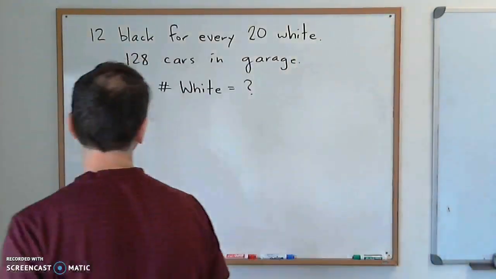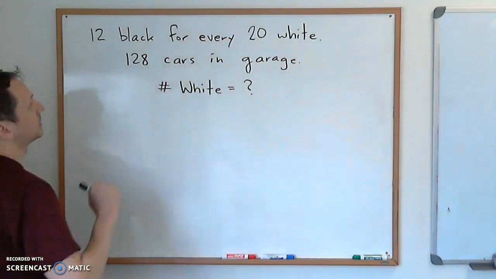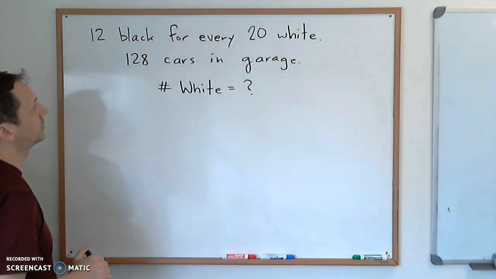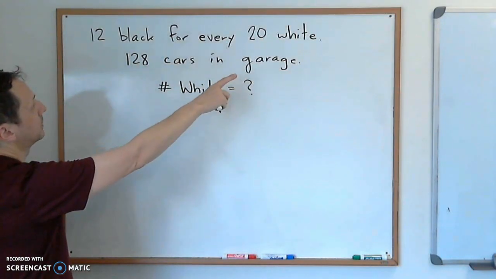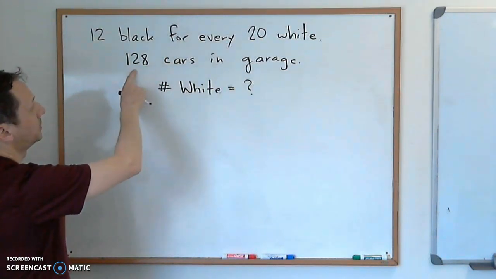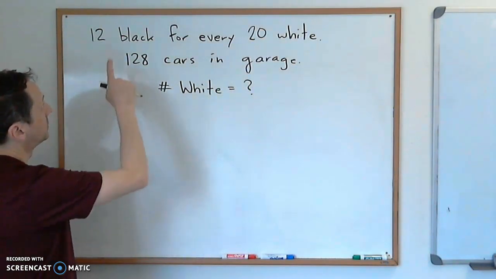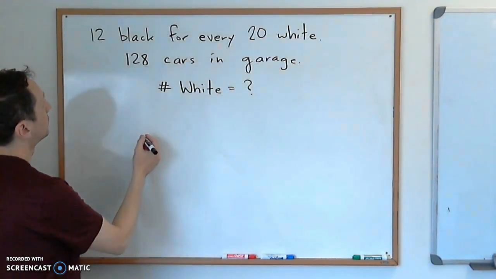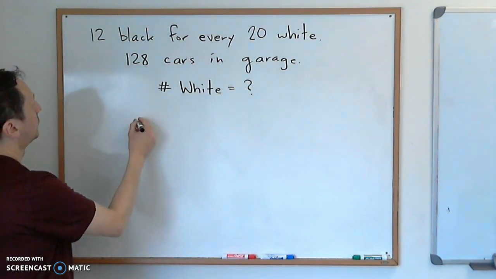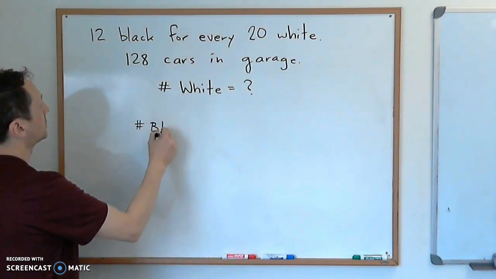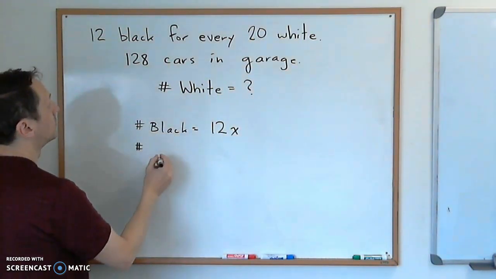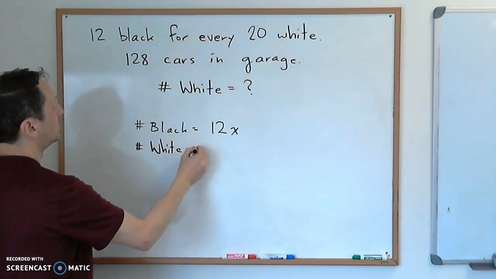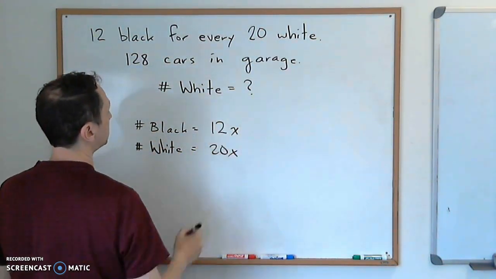So here's the question on the board. If there are 12 black cars for every 20 white cars, there are 128 in the whole garage. How many of them are white? Okay, so remember that obviously this doesn't mean that there are only 12 black cars and 20 white cars in the whole garage, because there are 128 in the whole garage. This is a ratio, these are relative numbers. So therefore, we know that the number of black cars is not literally 12, but is 12x. The number of white cars is not literally 20, but it's 20x.